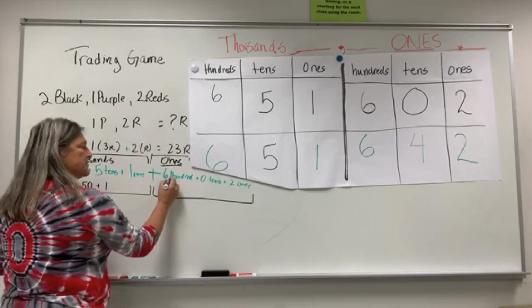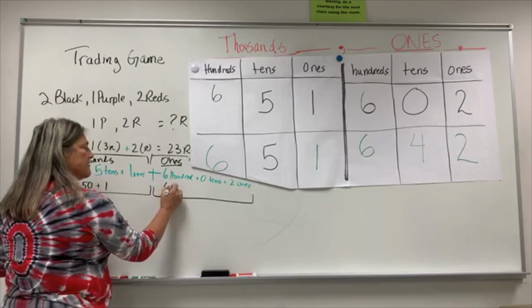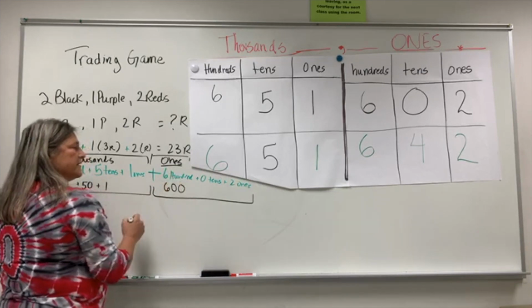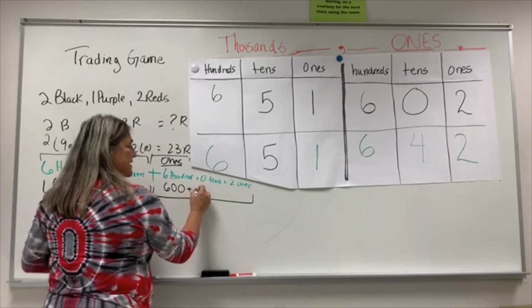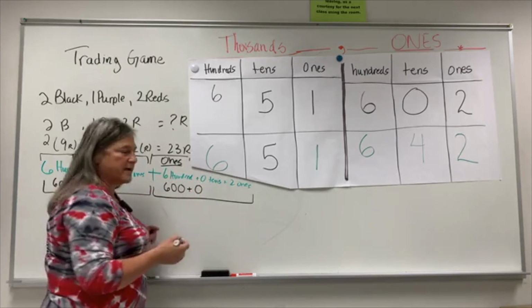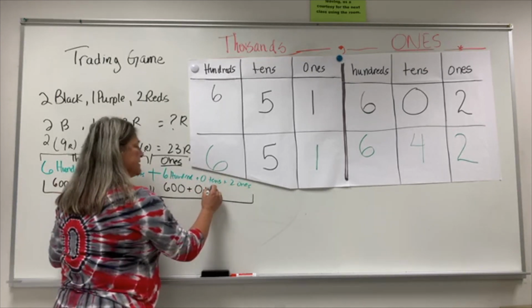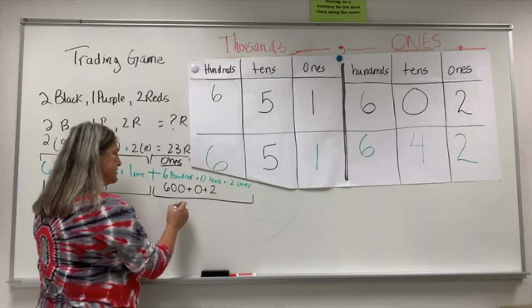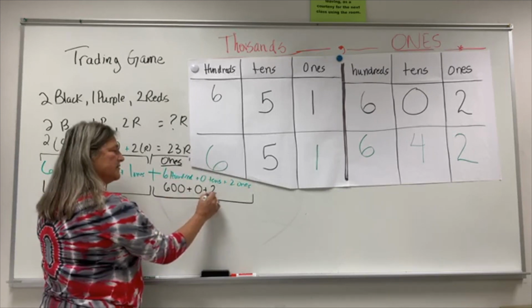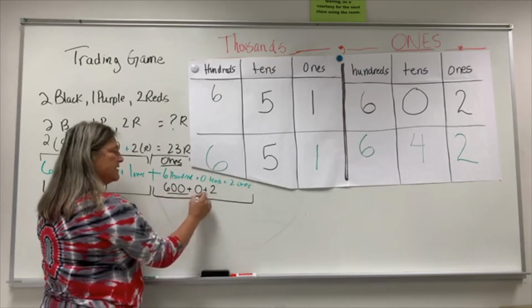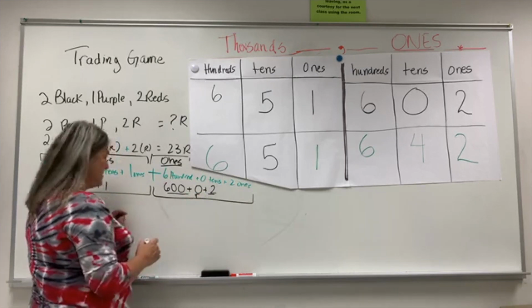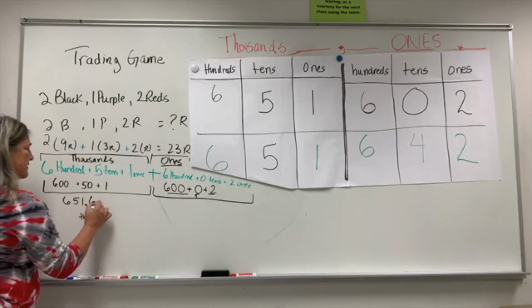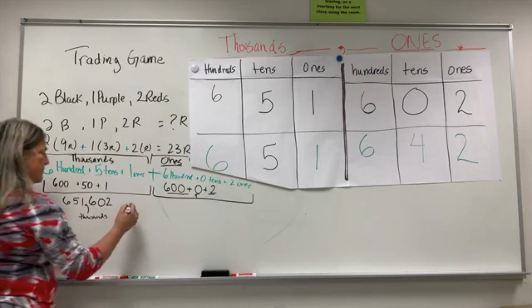So we're going to read this one. So 600s, you know what that is, 600s. We have 0 tens, you can write that or not write it, and 2 ones. So how do we read this? 602. There's nothing in here. So we have 602. How do we read this?